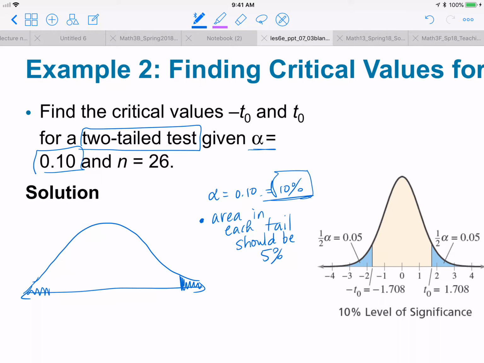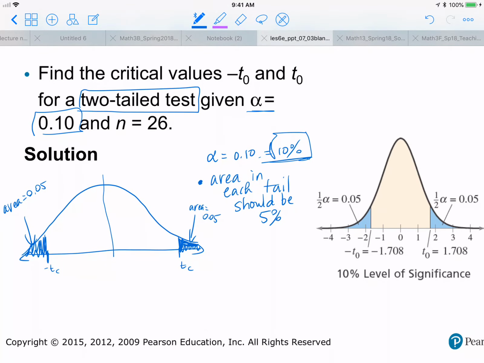Okay, so now if this area is 0.05 and this area is 0.05, now this is going to be minus TC and this is going to be my critical value TC. Okay, so how do I put this in the calculators? For the first one, for minus TC, I'm going to use inverse T. For area, I'm going to put 0.05. For degrees of freedom, let's see here, n is equal to 26, so my degrees of freedom should be what? 25. You got it.